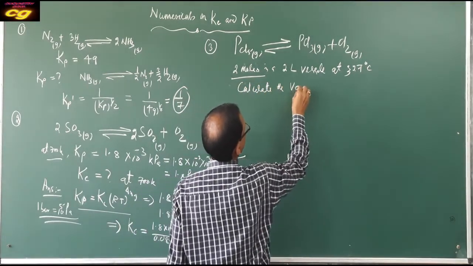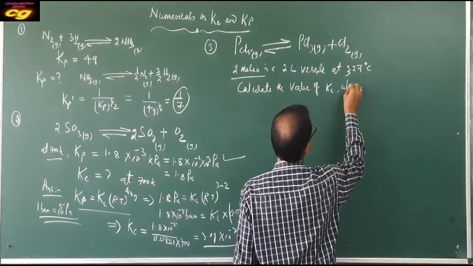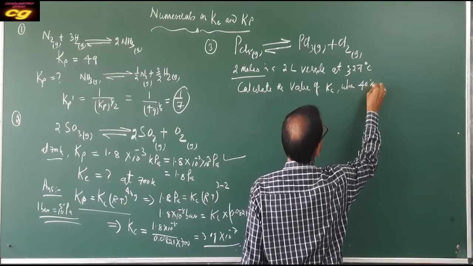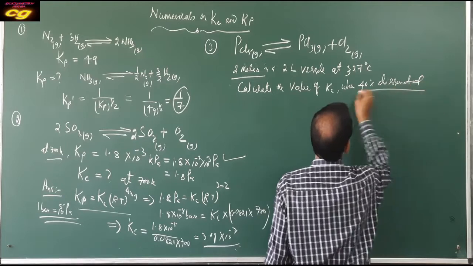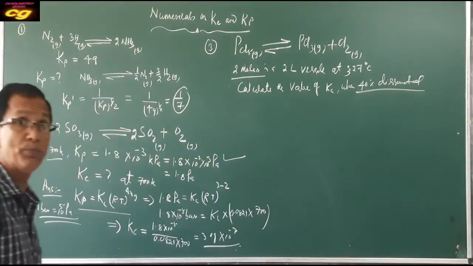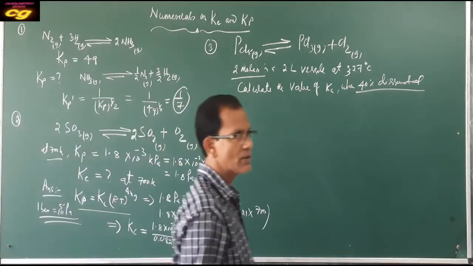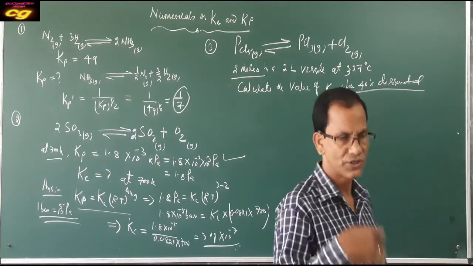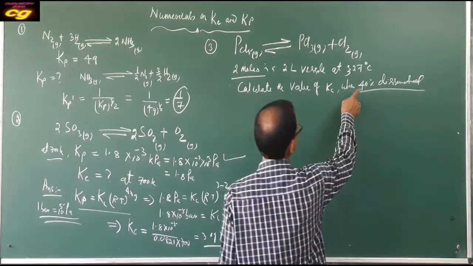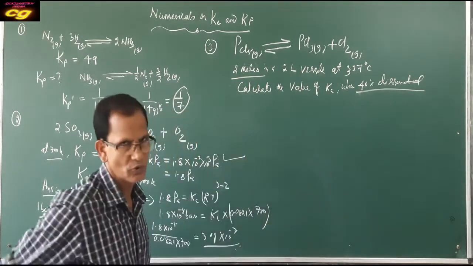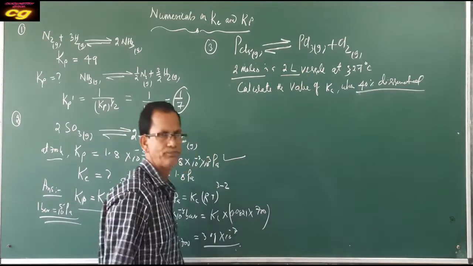Calculate the value of Kc when PCl5 is 40% dissociated. When PCl5 is 40% dissociated, then what is the value of Kc? Because the Kc value depends upon the change of concentration of reactant. If 40% is dissociated, 2 moles is taken, so you have to use this equation, and volume is 2 liter vessel.